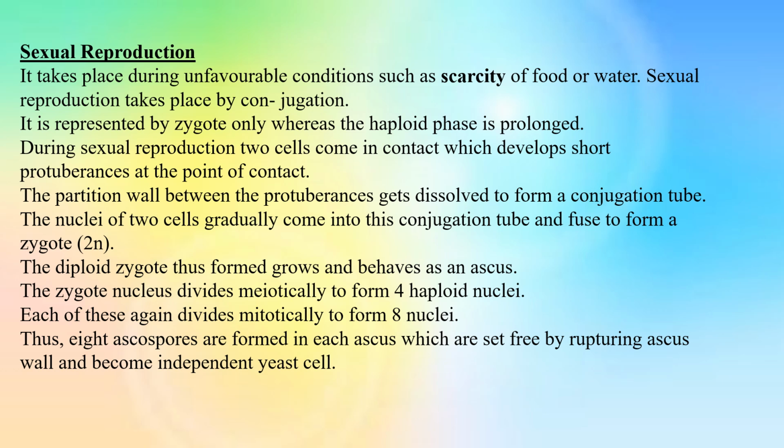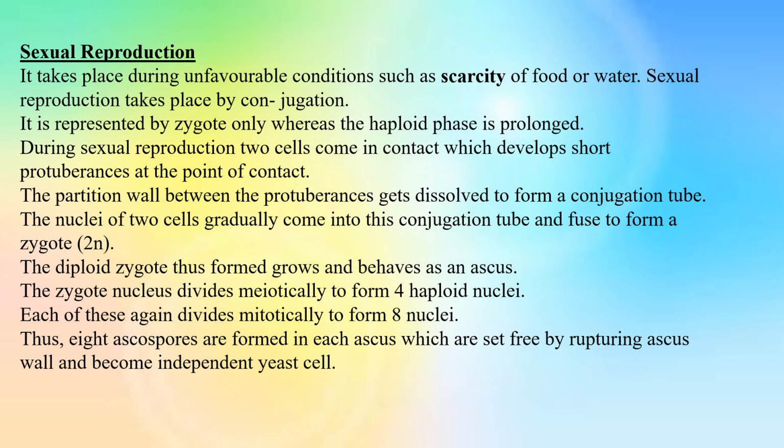In sexual reproduction, yeast can also reproduce sexually by means of sexual spores called ascospores, which result from the fusion of the nuclei from two cells followed by meiosis. These ascospores stay within a unicellular structure known as the ascus. Each ascus bears four ascospores. You can see a clear explanation in the next picture. It is represented by a zygote only, whereas the haploid phase is prolonged.